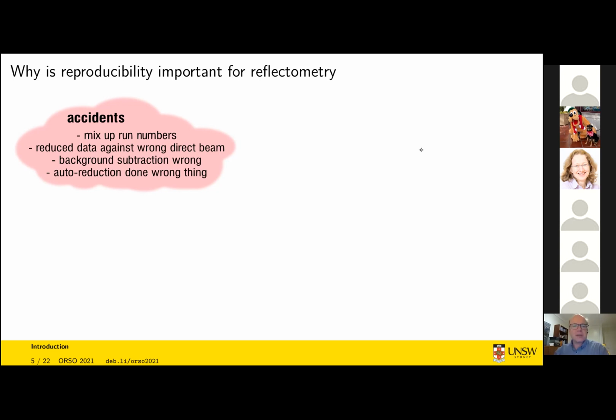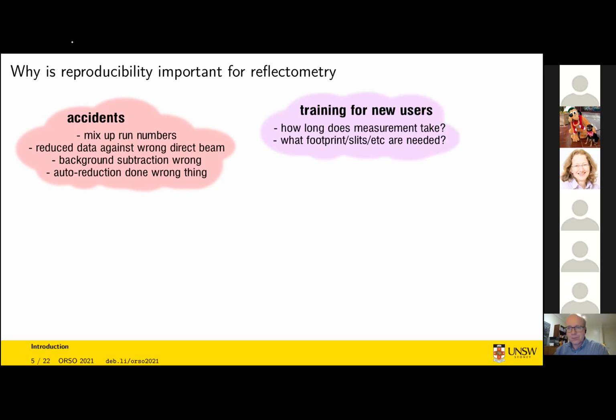So we can often spot those accidents, but we don't really want to be reliant on being able to spot accidents after the fact. We would like a transparent scheme that prevents us from doing stupid things like accidentally reducing data against the wrong direct beam, for instance. Accidentally getting the background subtraction wrong, for instance. So just in terms of catching mistakes and therefore allowing us to fix them, reproducibility is a huge advantage for us.